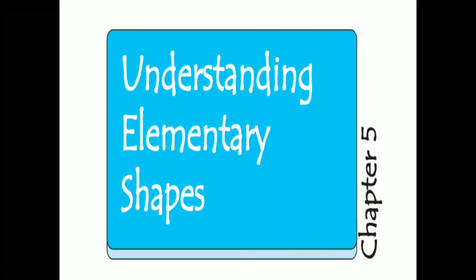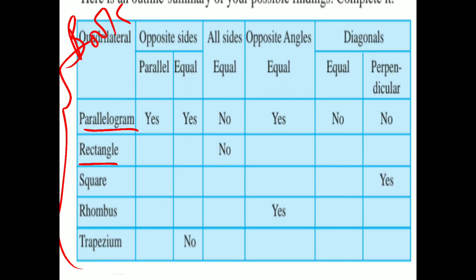Good morning, students. Today, in chapter number 5, Understanding Elementary Shapes, we will do different types of quadrilaterals. So, let's start with its rules. Firstly, in the book, this one diagram is made. You have to complete it.